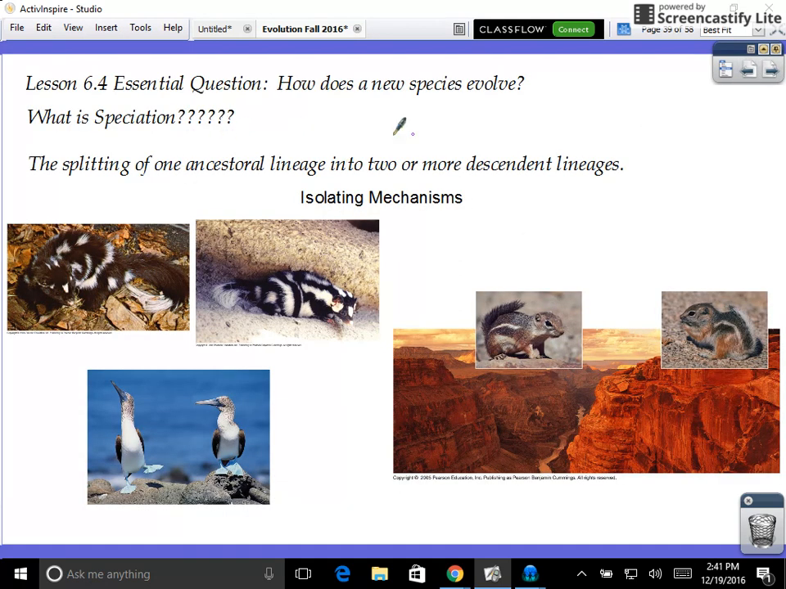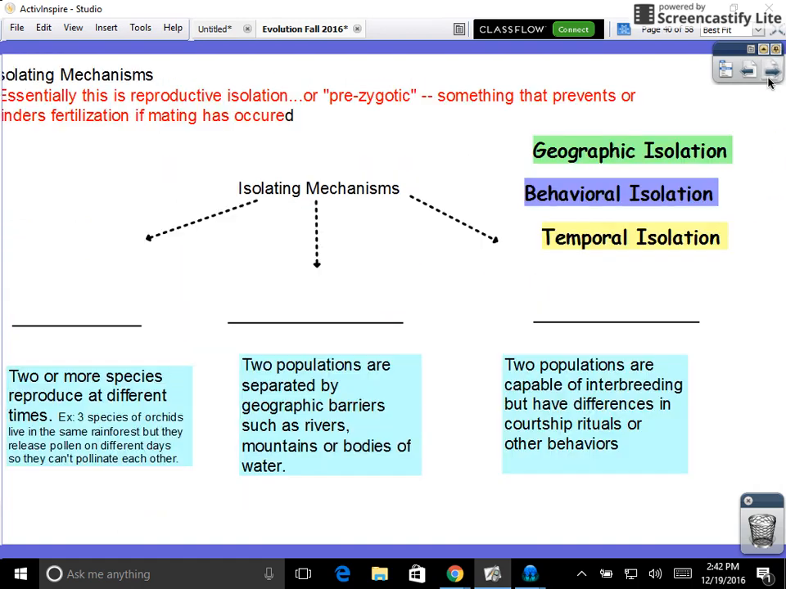And then just to wrap up, we're going to go into lesson 6.4. How does a new species evolve? Speciation is basically one ancestral lineage splitting into two or more. And so three of the things I need you to understand are isolating mechanisms. And we're going to look at those.